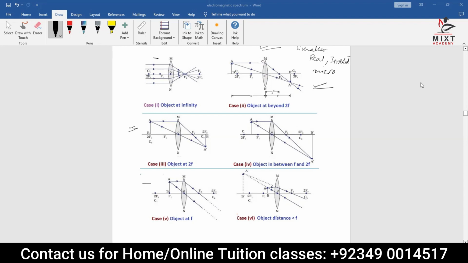Real images are formed by the actual intersection of the light rays, while a virtual image is formed by the virtual intersection. It means the lines are not actually intersecting each other, but when you proceed back on the same side where the object is, they look like coming from one point. So, real image is formed by the real intersection, while virtual image is formed by the virtual intersection of the light rays.